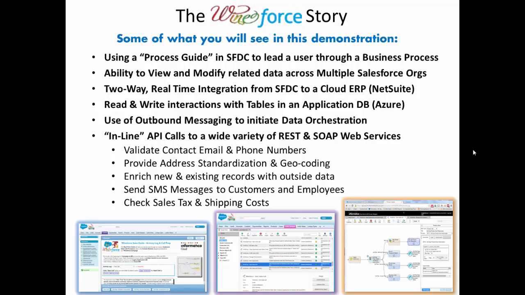And finally, the use of inline API calls to a wide variety of REST and SOAP web services. The ability to validate contact email and phone number at the point of entry. You can provide address standardization and geocoding and let the user make selections. Enrich new and existing records with outside data. You can send text messages to customers and employees. You can also make phone calls with telephony APIs. Check sales tasks and shipping costs.